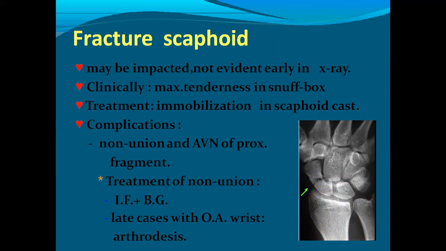Fracture of scaphoid. It may be impacted, not evident early in the X-ray. Clinically, maximum tenderness in the snuff box. Treatment can be immobilization in a scaphoid cast. Complication is non-union of the proximal fragment. Treatment of non-union is internal fixation. Late cases present with osteoarthritis of the wrist.